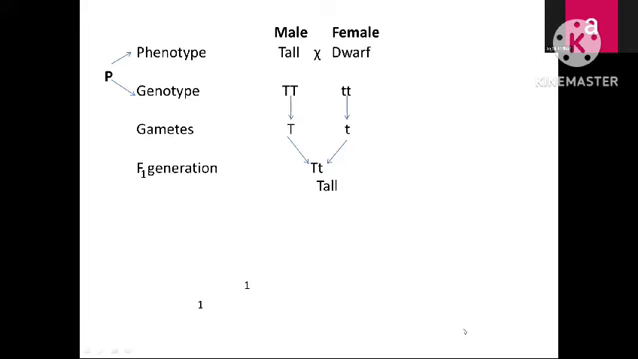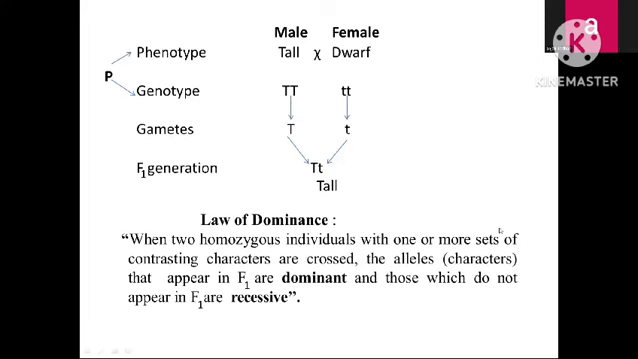To study law of dominance, we are going to use same example, that is height of plant, tall and dwarf. Law of dominance: when two homozygous individuals, so this is first homozygous individual and this is second homozygous individual, with one or more sets of contrasting characters are crossed.